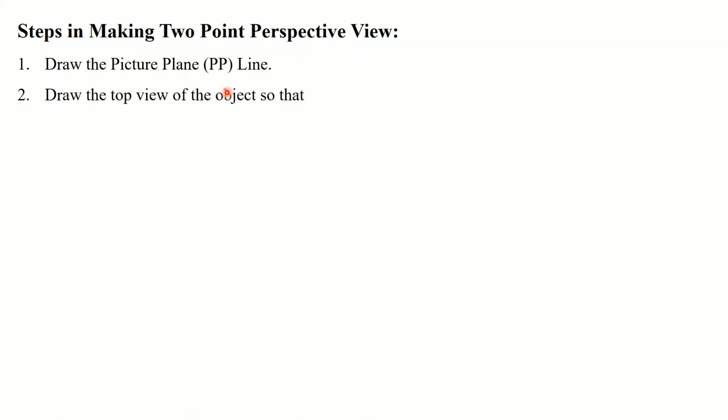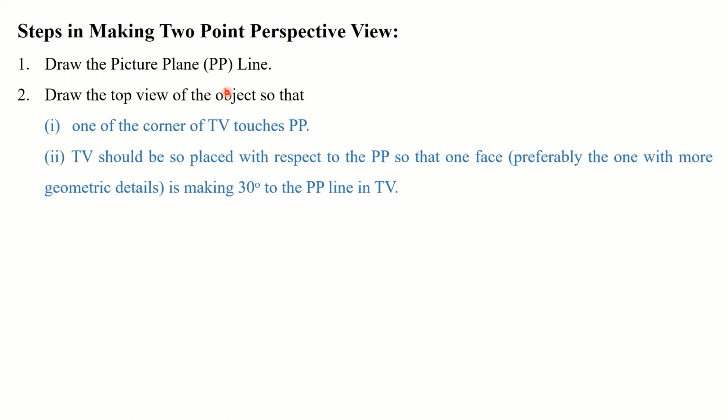Now the second step is that we have to draw the top view of the given object with certain preconditions. The two preconditions to be followed in this case are: number one, the top view is to be so drawn that one corner of the top view should touch the picture plane line.